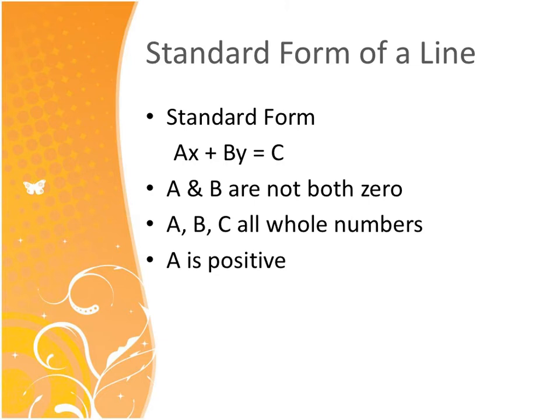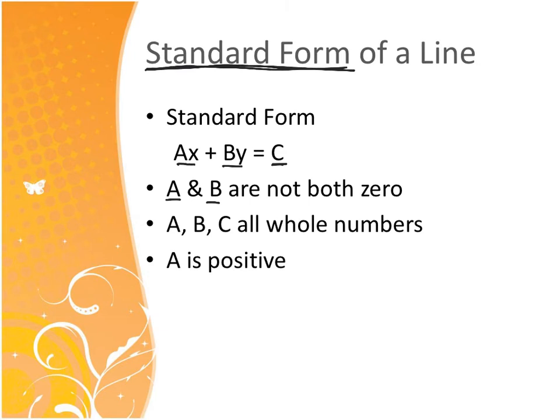Now, some things to notice about standard form. When we write standard form of a line, X and Y are both on the left. This is just for standard form. If I asked you to put something in standard form, X and Y both go on the left. And C, which is just that number, the constant, the one that doesn't have a variable with it, goes by itself on the right. A and B are not both 0. You can't have both of them be 0. Now, we're allowed to have one of them be 0.